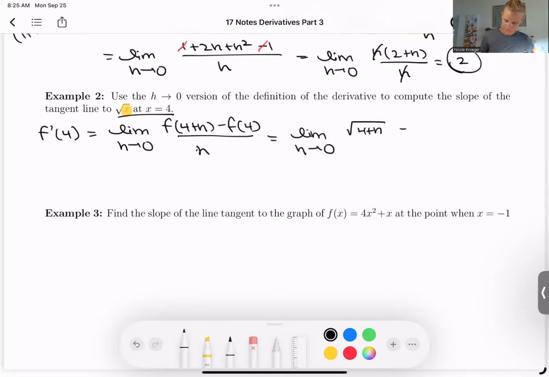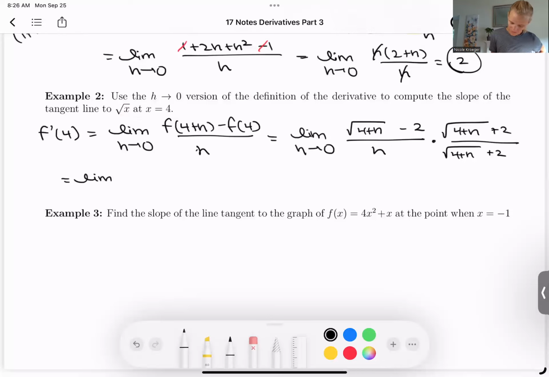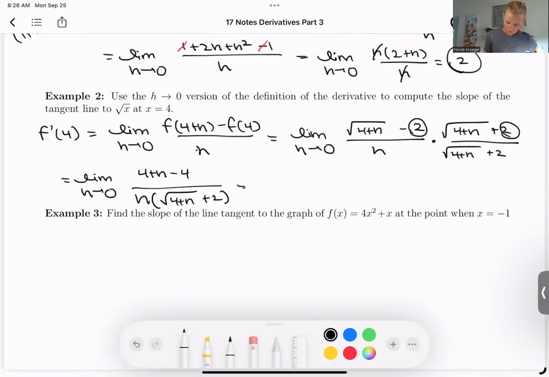When I plug 4 into square root of x, I get 2 out. It's all over h. To compute this limit, I have to multiply by the conjugate. So I'm going to multiply by root 4 plus h plus 2 over root 4 plus h plus 2. So I get a limit as h approaches 0. When I multiply that numerator out, I'm going to get 4 plus h. And then when I multiply these two, I get minus 4 all over h times root 4 plus h plus 2. The 4's cancel out. They subtract out. So I'm left with h over h times root 4 plus h plus 2.